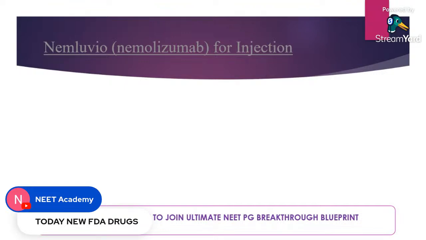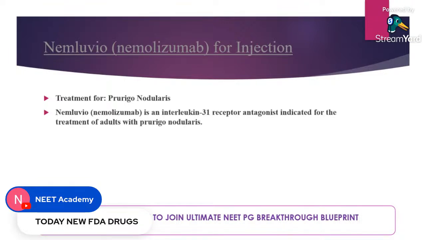Nemluvio, that is nemolizumab. Nemolizumab is used for the treatment of prurigo nodularis. Nemolizumab is an interleukin 31 receptor antagonist indicated for the treatment of adults with prurigo nodularis.